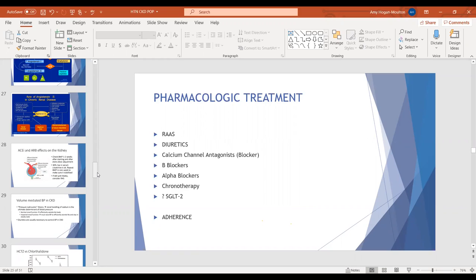As far as Bumex, some docs really do like Bumex. As far as chlorthalidone, I think chlorthalidone is a really good idea. As far as hydrochlorothiazide, it's so common, people use it, but there's no doubt about it, I think chlorthalidone is probably better.